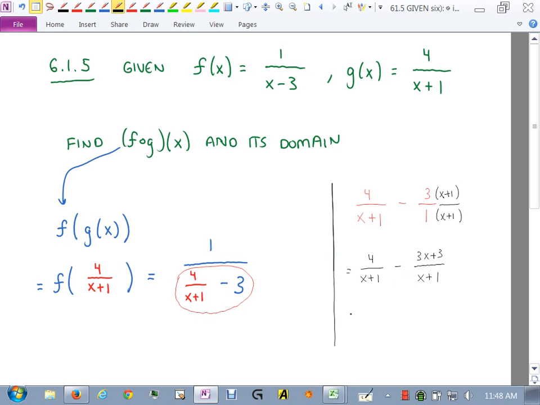So what would we get on top if you do 4 and then take away that stuff? 4 minus 3x minus 3 over x plus 1. So now we put all this together, combine 4, take away 3, you get a 1. So you could either write this as 1 minus 3x, or you could write it as negative 3x plus 1. Either way, over x plus 1. Are we good or not?